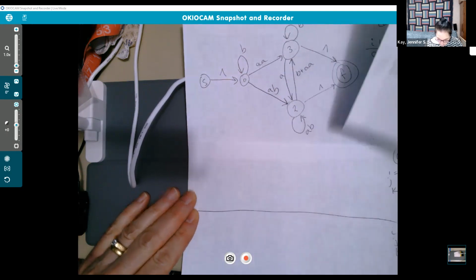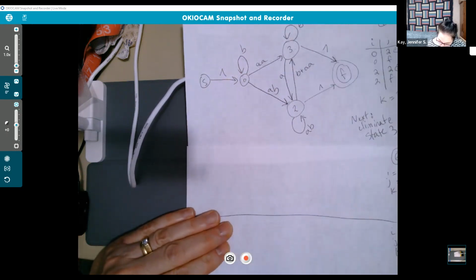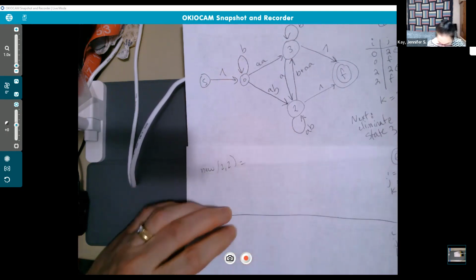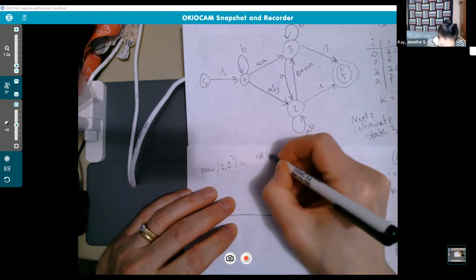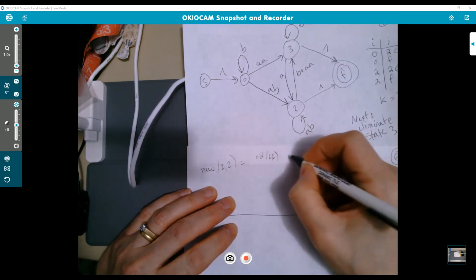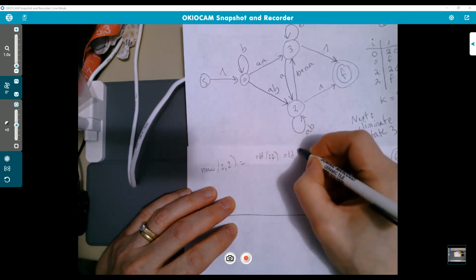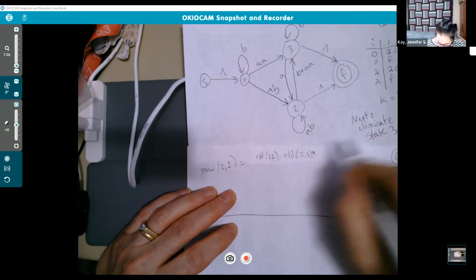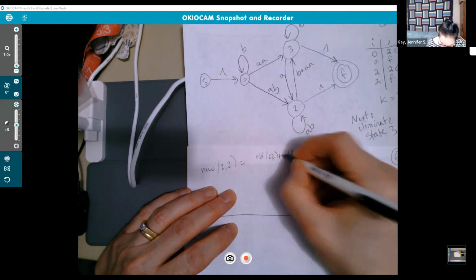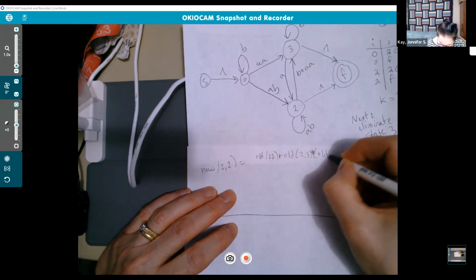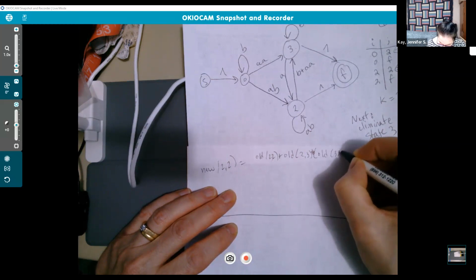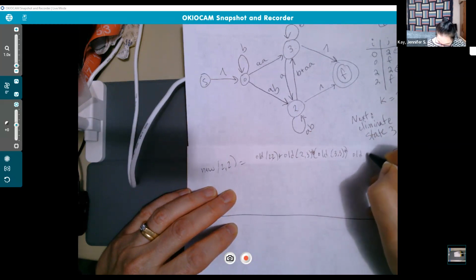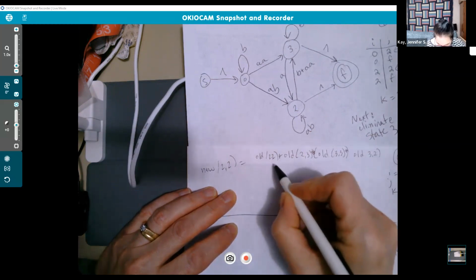Next, we're doing the new, what was the other one we had to do? The new 2 to 2, right? So the new 2 to 2 equals, what'd you get? This one I was a little confused about, but I got AB plus B plus AA. All right, so it's the old 2 to 2 plus the old 2 to 3 times the old 3 to 3 star, times the old 3 to 2. So what did you get?